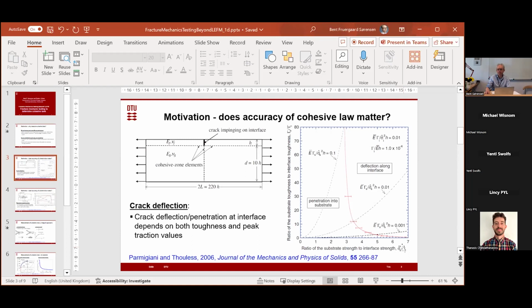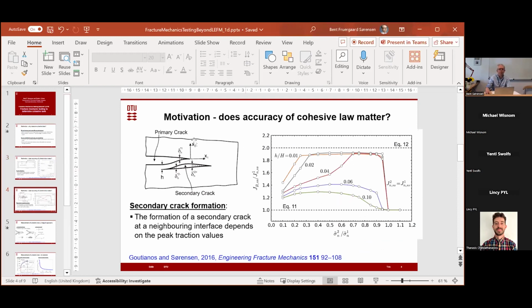And we see that when the strength of the penetrating crack is very low, lower than twice that of the interface, then irrespective of the ratio of the fracture energy, we always get penetration. If it's very high, above 5, then except for very low fracture energy ratio, we always get crack deflection. So actually, whether we have crack deflection or crack penetration along this interface is more controlled by peak stress values than it is controlled by fracture energy ratios.